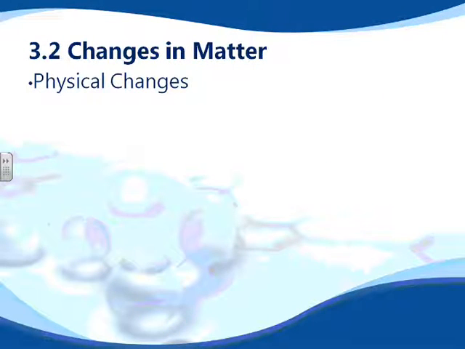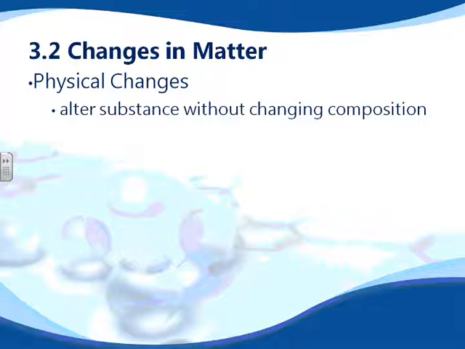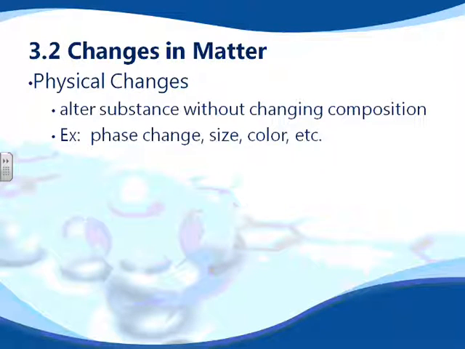It can have physical changes, and the physical changes are going to relate to the physical properties of matter. So this is when you alter a substance, but you do not change its composition. It's still the same substance. An example would be phase change, going from solid to a liquid. Like if I have a solid piece of ice and then I let it melt to a liquid, I still have water, so I've not changed the substance at all.